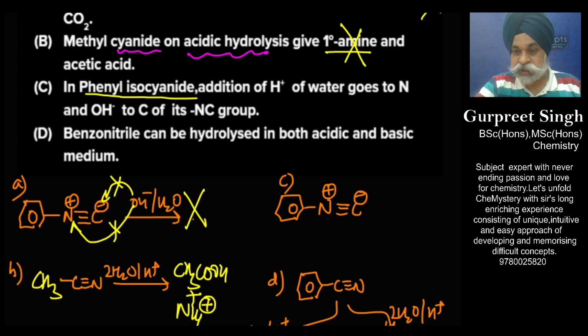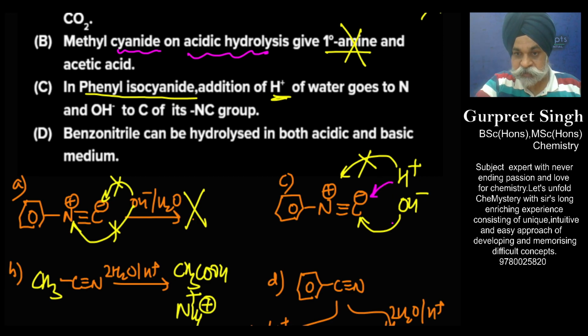In the case of phenyl isocyanide, they say H positive of water goes to the nitrogen, which is not possible. Positive positive repel each other, and OH negative goes to the carbon. This is wrong. In fact, H positive and OH negative both go to the same carbon. That is the beauty of isocyanide. So this also is wrong.